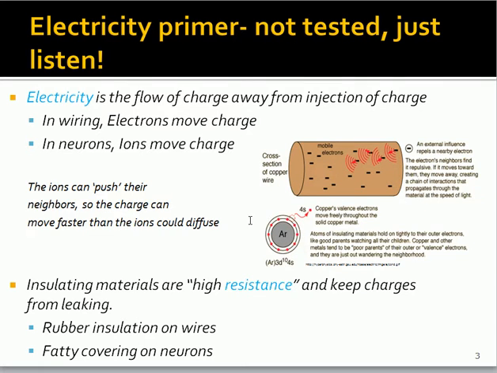This example is again a wire, but you can look at neurons and they have that myelin sheath, and that myelin sheath is fatty and it doesn't let charge go through it very well. So as you go down the myelin sheath, the ions can't escape very easily. So it keeps that impulse going well through the neuron itself.